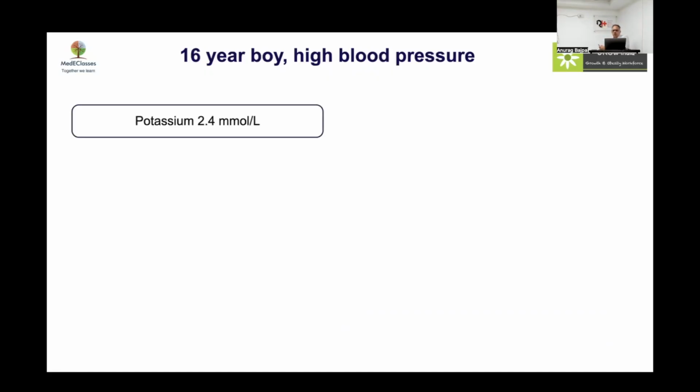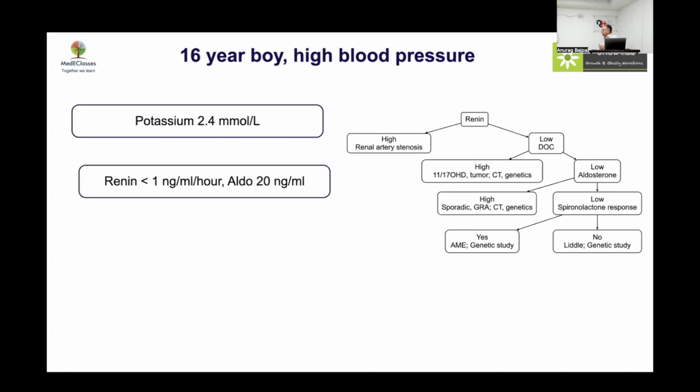Dr. Sandeep, 16-year-old boy with hypertension, hypokalemia. So again, a big clue which is there. Here, your renin is undetectable. Aldo is 20. What would you think of this 16-year-old boy? So aldo-renin ratio is more than 20 with hypokalemia. So it is primary hyperaldosteronism. Yes.